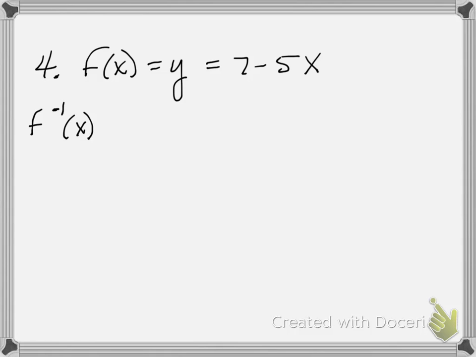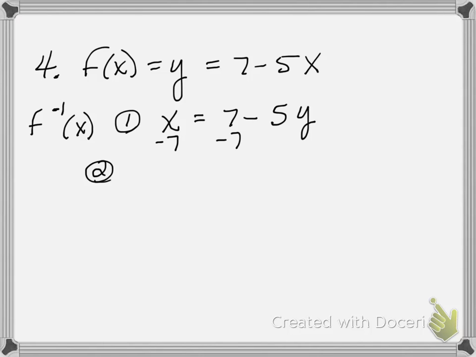But again, the process is the same. We're going to swap our x and y. So this y becomes an x equals 7 minus 5y. So x and y change places. That's step 1. Step 2, you're going to solve it for y. So subtract 7. x minus 7 equals negative 5y, and then divide by negative 5.